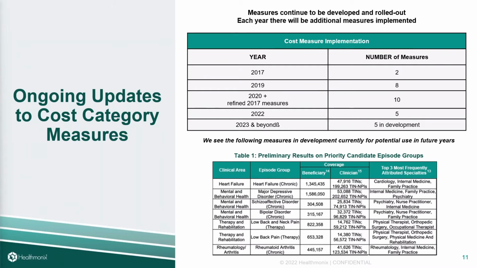I don't think we hit on it much during this presentation, but with the introduction of the MIPS value pathways, or MVPs, if you've heard of that, there will be cost category measures that are coming on board in the near future. So the goal is for every specialty to be able to participate in the cost category.